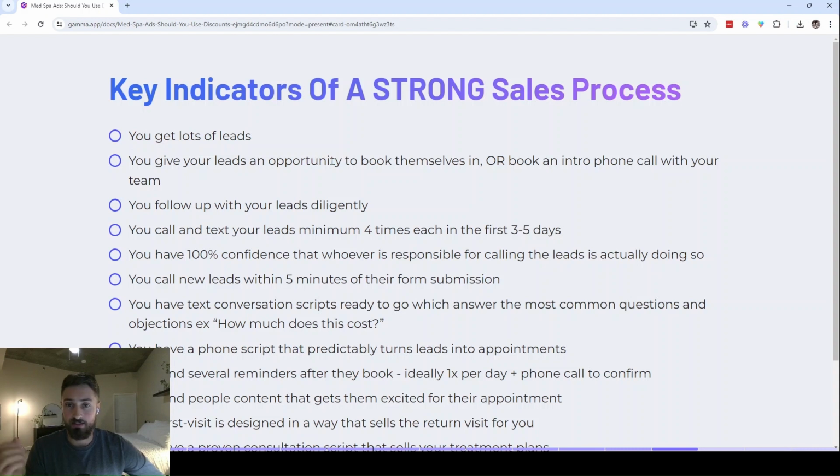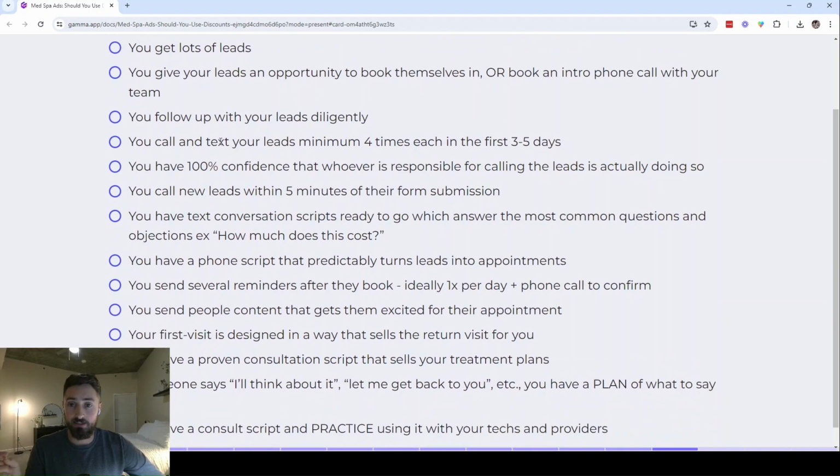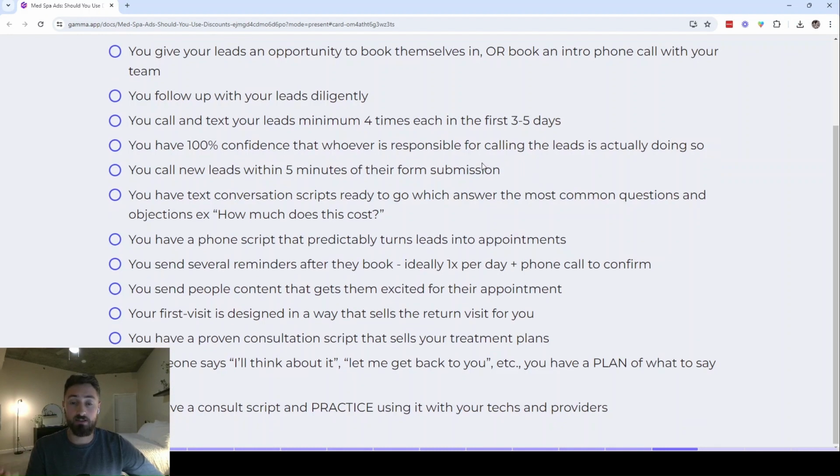You give your leads an opportunity to book themselves in for an appointment or book an intro phone call with your team, right? You follow up with your leads diligently. You call and text your leads a minimum of 4 times each in the first 3 to 5 days. You have 100% confidence that whoever is responsible for calling the leads and texting the leads is actually doing so. You call new leads within 5 minutes of their form submission.